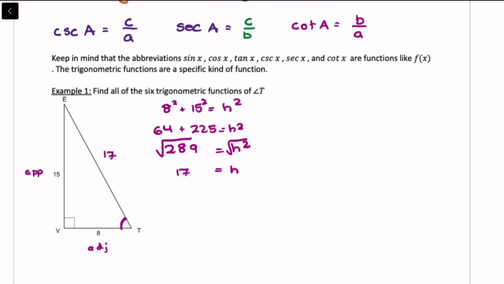So let's first find the sine. So the sine of angle T, opposite of angle T, is 15. And the hypotenuse is 17. Now right away, I can find the cosecant of T, which is just the reciprocal of that.